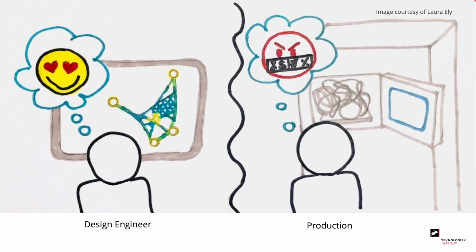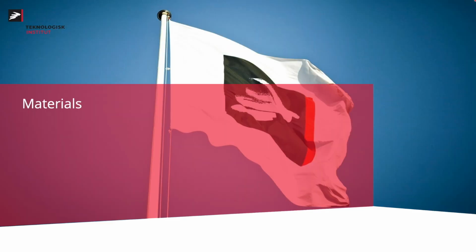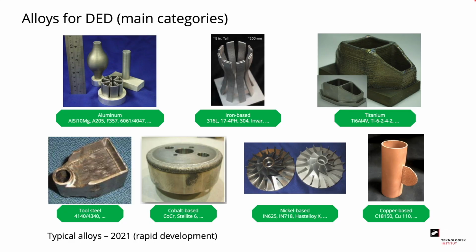The reason that we have these design guidelines is to ensure that what we are designing is also what comes out after the printing process. Let's have a look at the available materials for directed energy deposition. This is an overview of the available materials for DED. We see aluminum alloys, iron-based alloys, titanium alloys, tool steels, copper-based alloys, nickel-based alloys, and finally copper-based alloys.